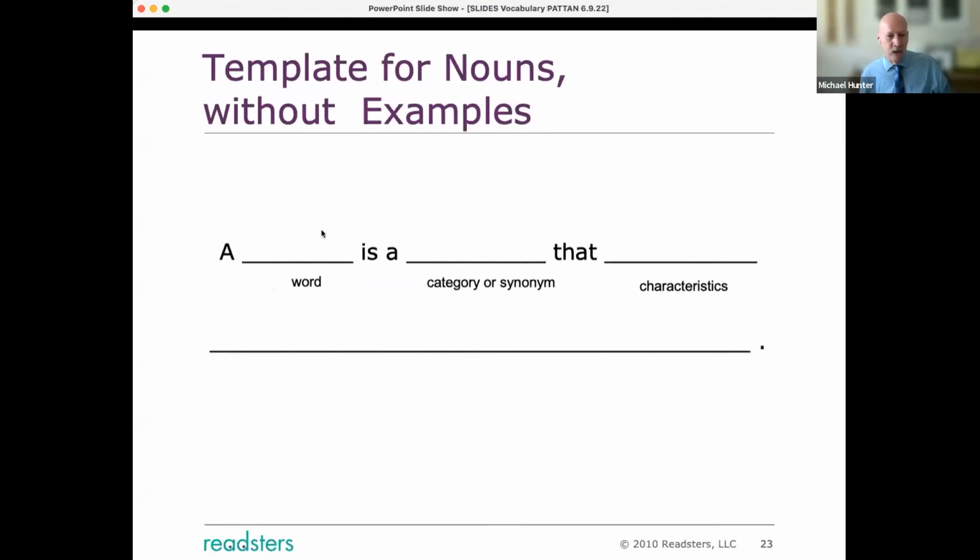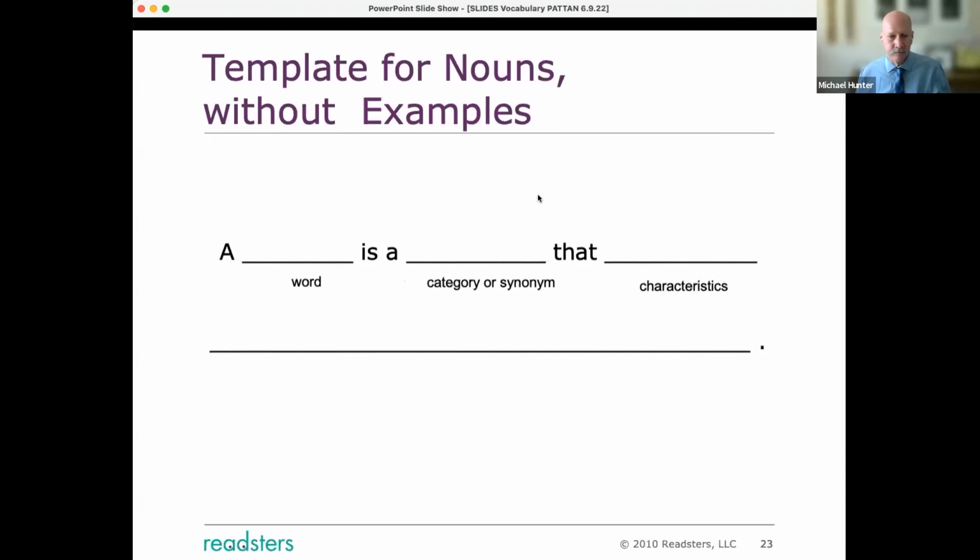Some words lend themselves to a category. So if I were doing schnauzer, a schnauzer is a, obviously the category, breed of dog or type of dog. And then the characteristics would be descriptions of what makes a schnauzer different from all those other dogs in that category. That's the way I like to think about it: we're going to get a synonym or a category here, and then we're going to get the descriptors that make that word special or different from other words that fit in that category or that are synonyms.